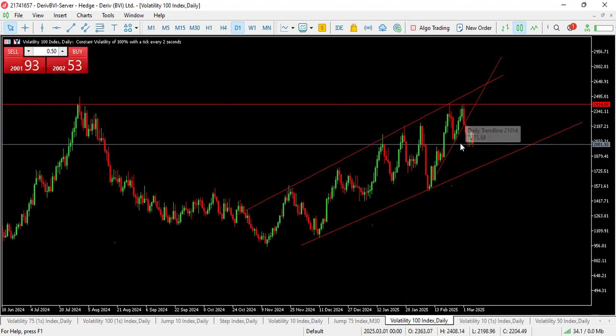Now, when you see a market like this, you must use the daily time frame to see these points. These are the only places you make trading decisions.